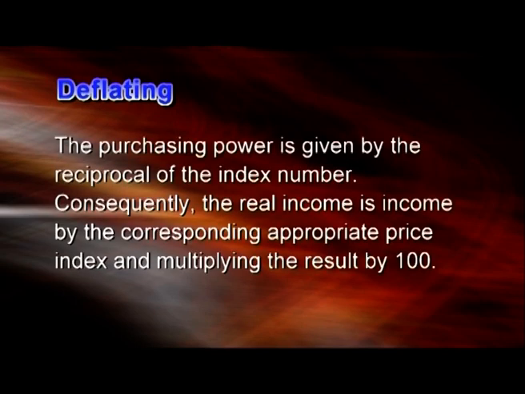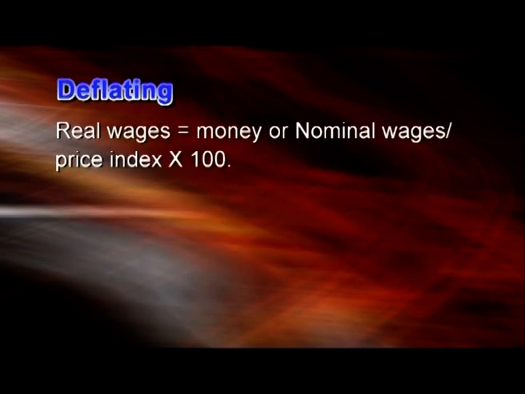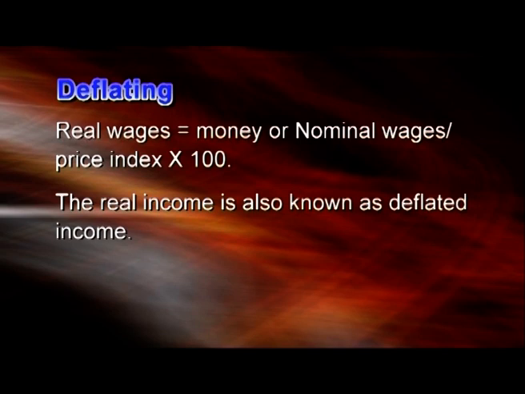The purchasing power is given by the reciprocal of the index number. Consequently, the real income is obtained by dividing income by the corresponding appropriate price index and multiplying the result by 100. Real wages is the money or nominal wages divided by price index and multiplied by 100. The real income is also known as deflated income.